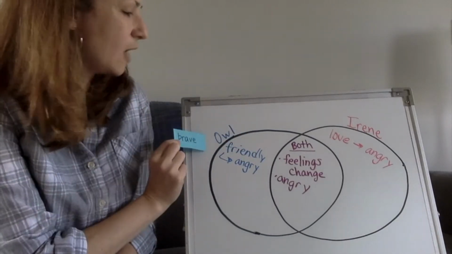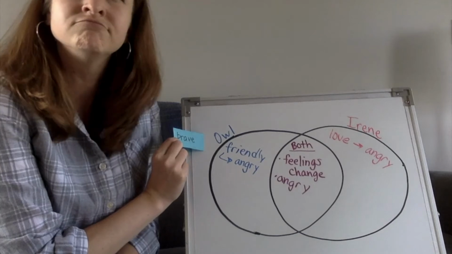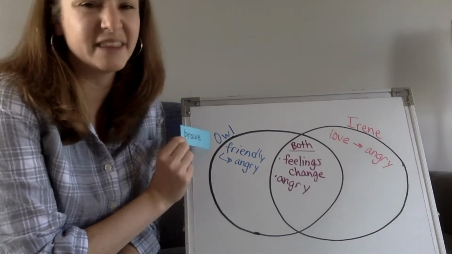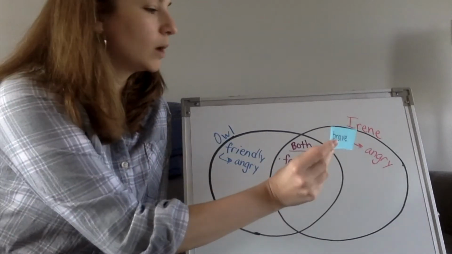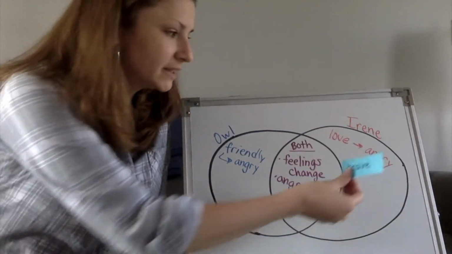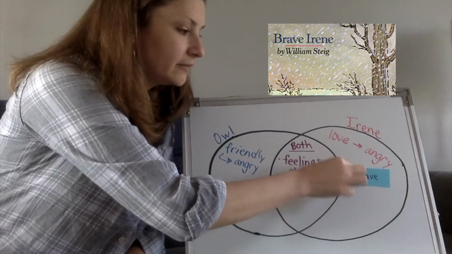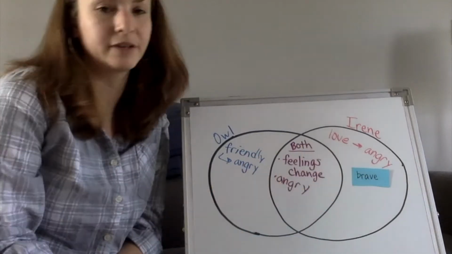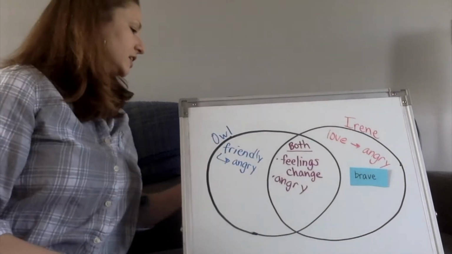So let's think, was Al brave in his story? I don't really remember anything that Al did or said that made him brave. Was Irene brave in the story? Say, duh, Miss Miller. The story is called Brave Irene. So of course, Irene was brave. Let's look at another one.